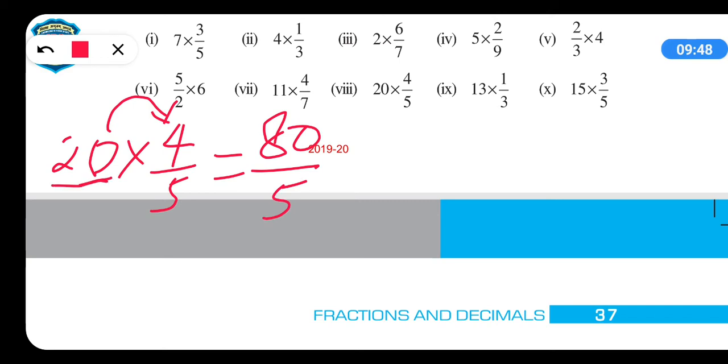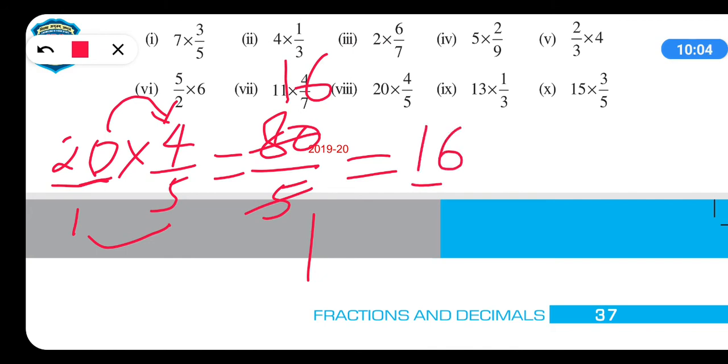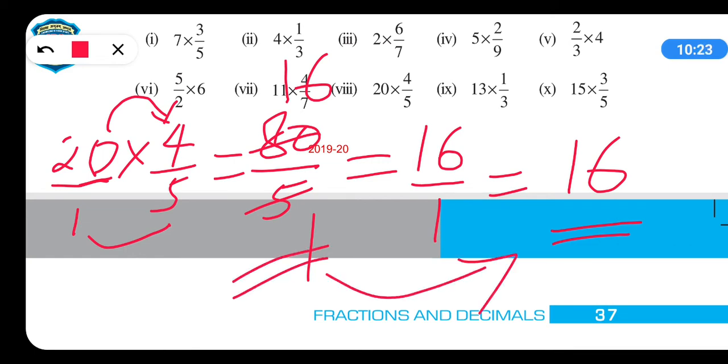There is nothing below it, so you can put 1. So 1 into 5 is 5. Right? Now let us divide it. 80 divided by 5, you can cancel it. 5 ones are 5 and 5 sixteens are 80, so it is 16 upon 1, or you can just write 16. It is already in lowest term, automatically it is converted into lowest term. Done. Got it? So in a simple way, first you have to multiply, then reduce it, then you will get the answer, right? So you can do it.